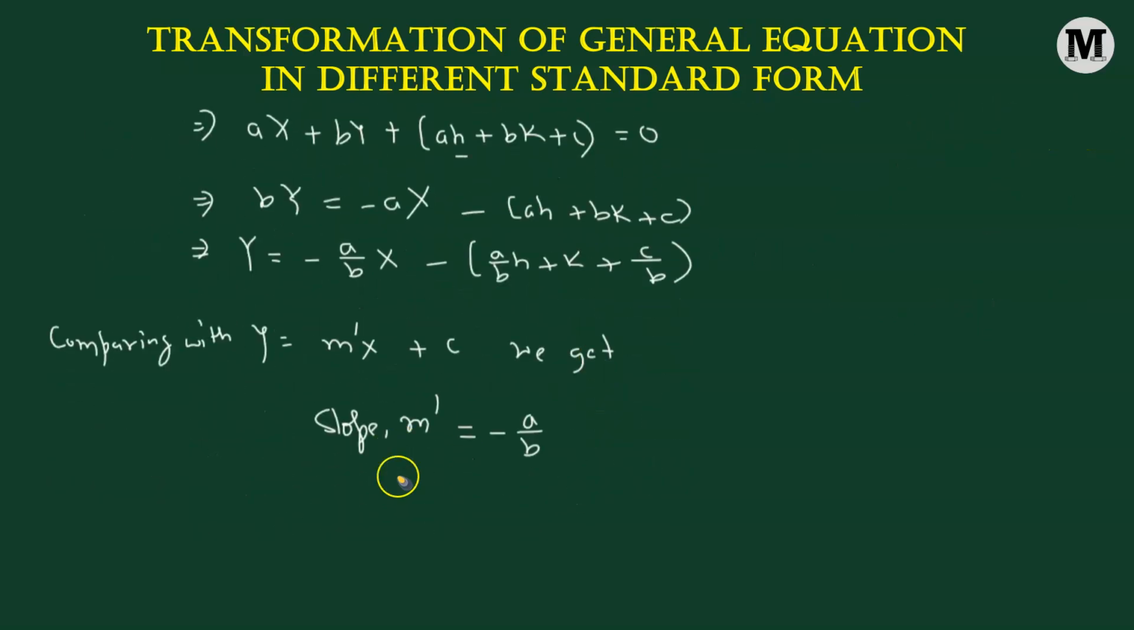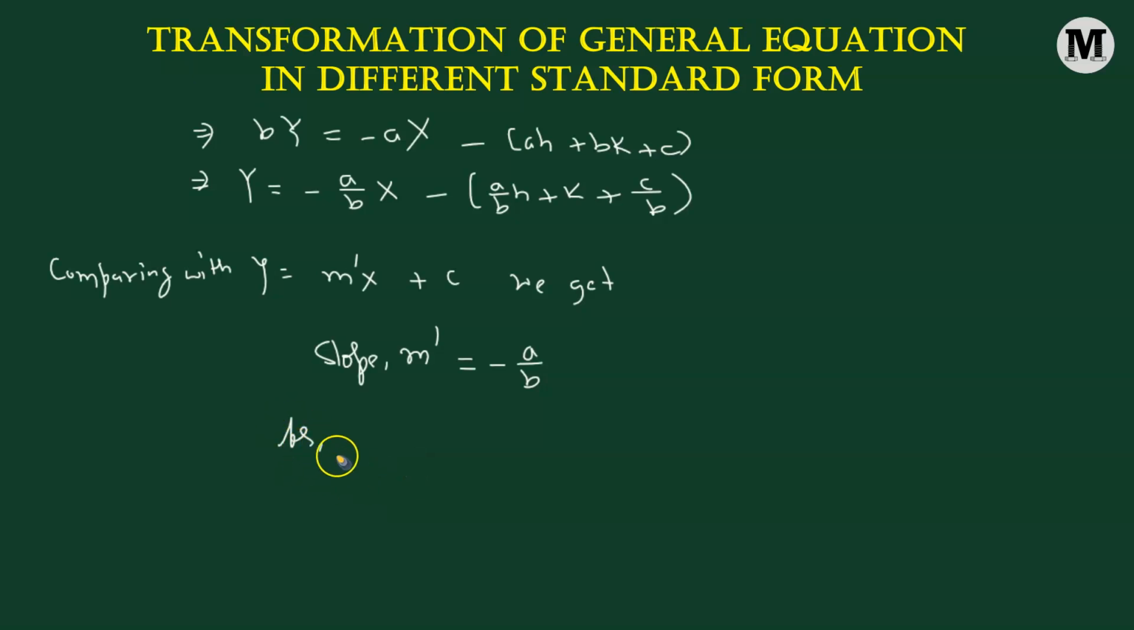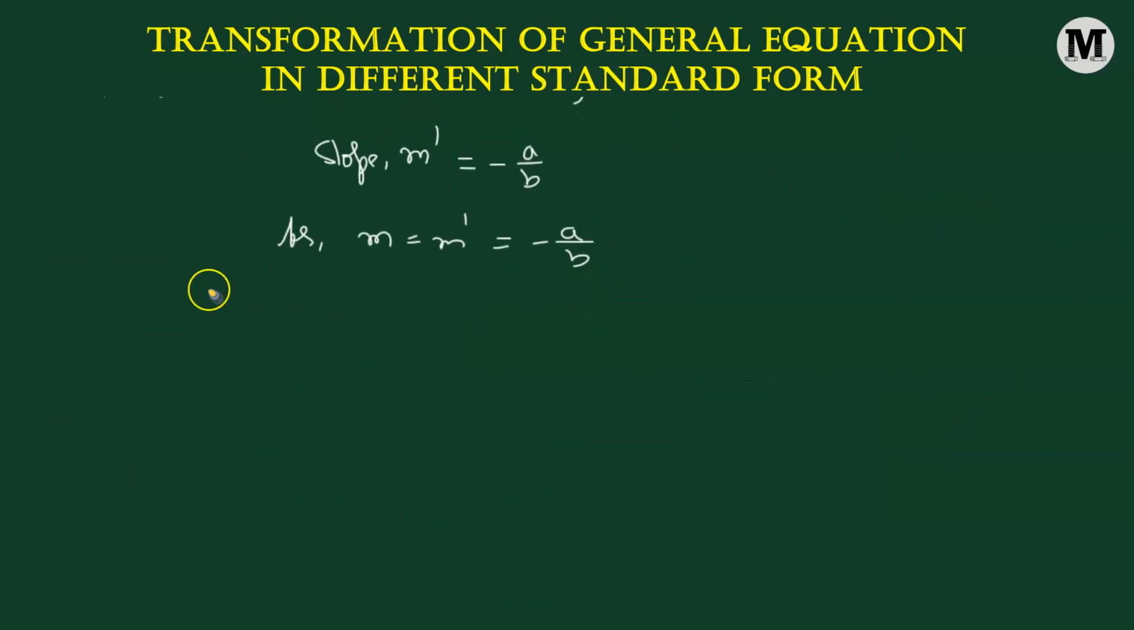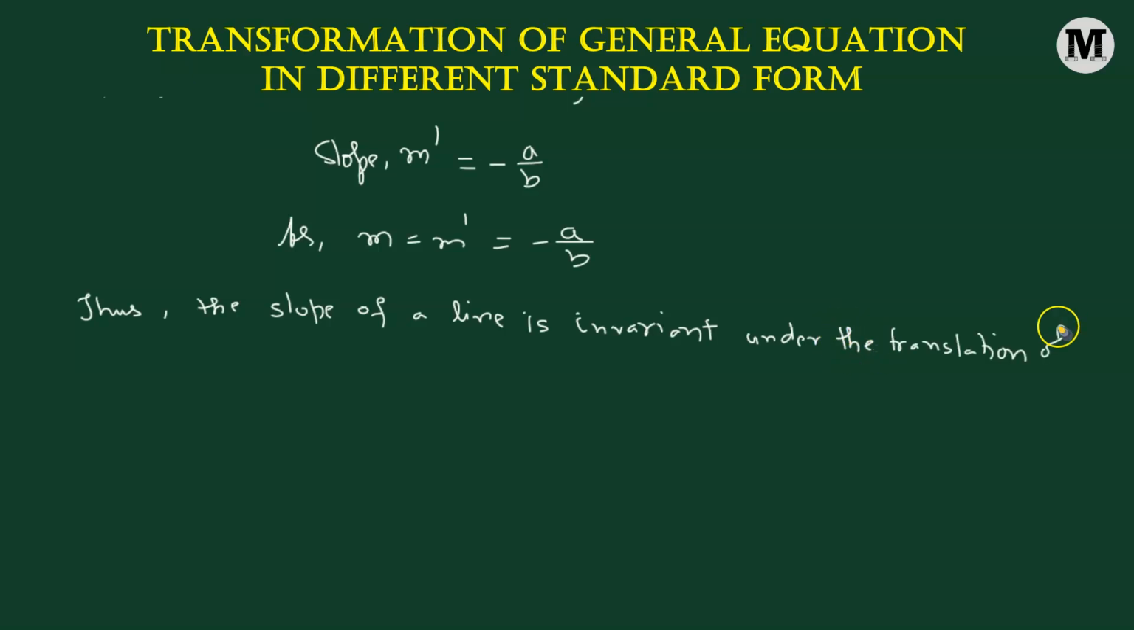Now we can say that as m equals m prime, and both give us the value negative a over b, the slope of a line is invariant under the translation of x's. Thus, the slope of a line is invariant under the translation of x's. Hence proved.